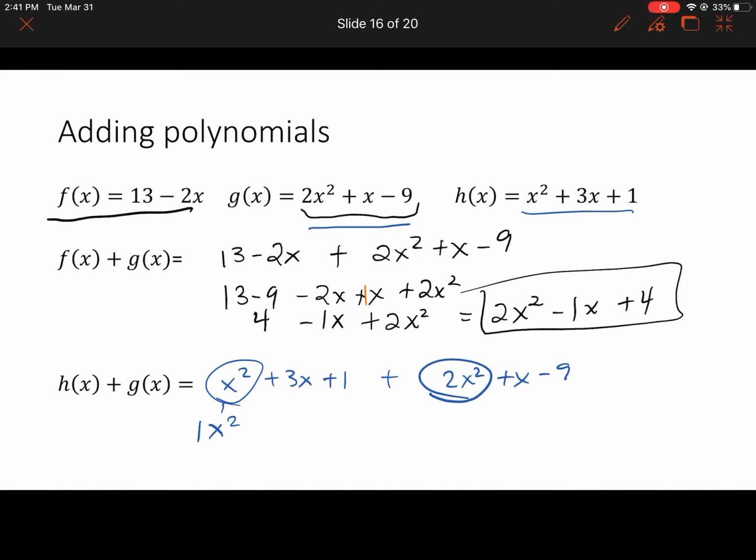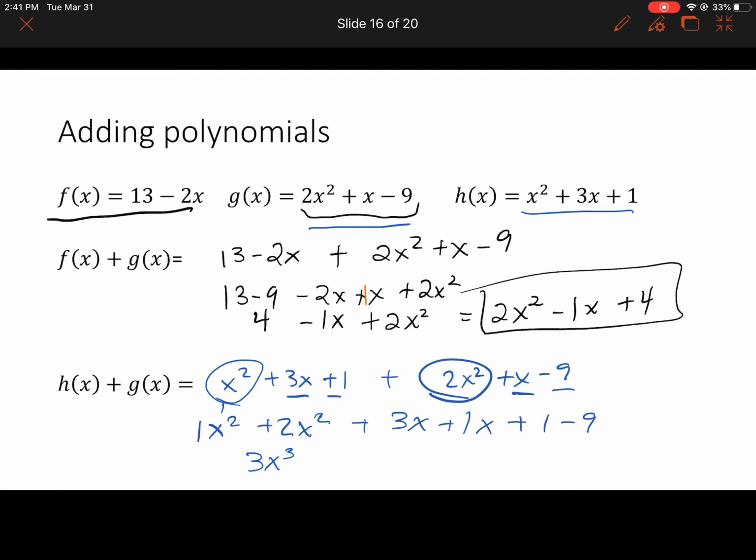I'm going to put a 1 in front of that x squared, this one right here, because even though it's not written down, that's what it actually means. 2x squared right here, plus 3x from right there, and plus x right here. Again, you can write down 1x if you want to. You don't have to, but I think it might help you guys. And then plus 1 minus 9. Okay, just combine the like terms.